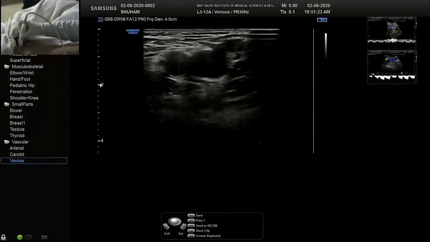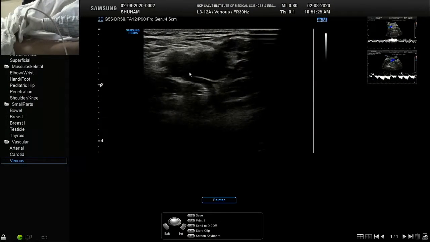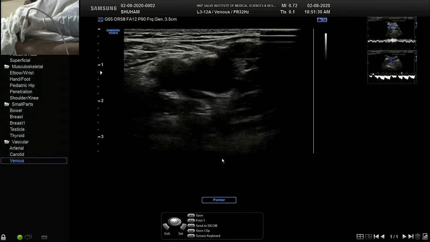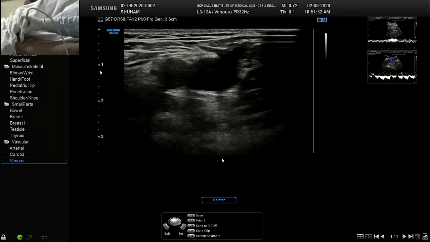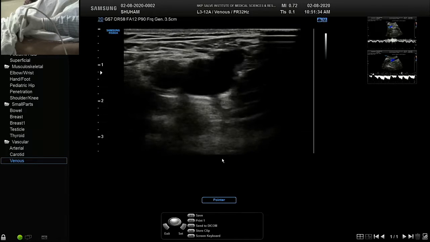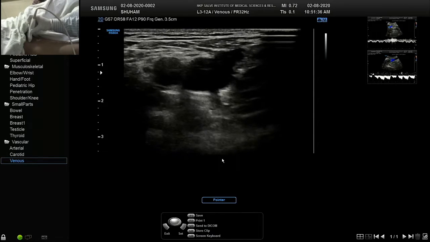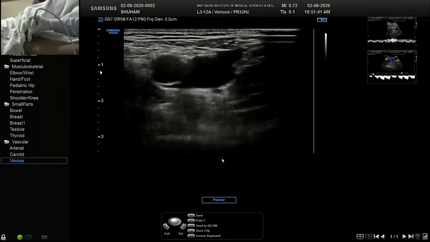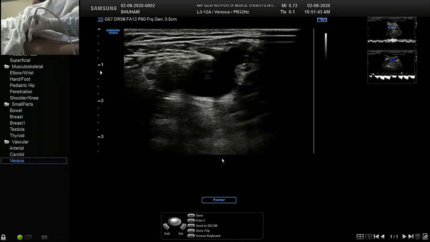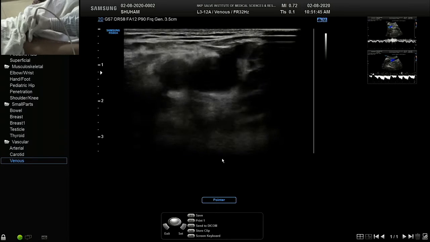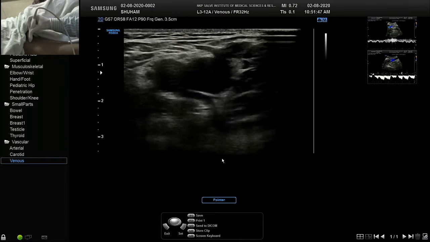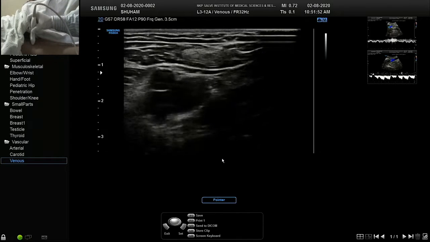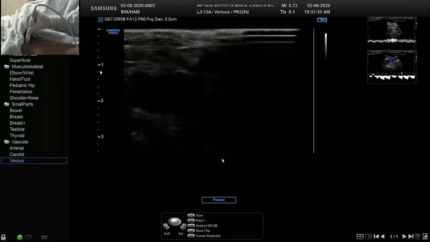And you see the femoral artery, femoral vein, and the junction. For better visualization, we will increase the depth. I've adjusted the focus. Now I see it. First and foremost is the compression. Compression, the vein is getting compressed, artery is not getting compressed. That means it is patent. Then try to trace it down.